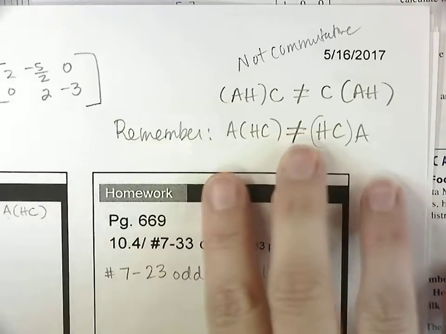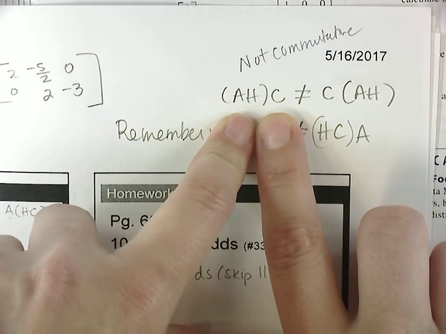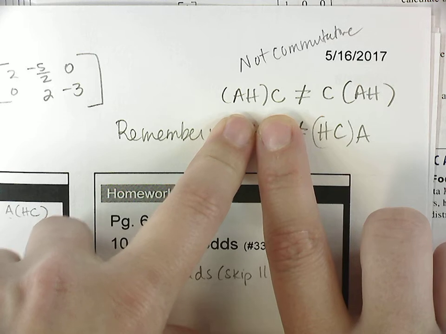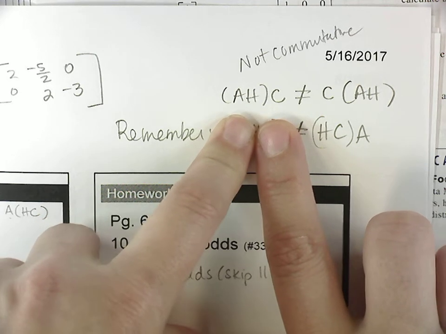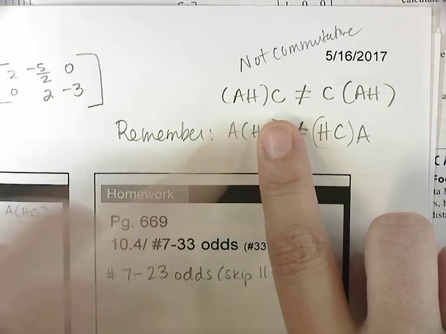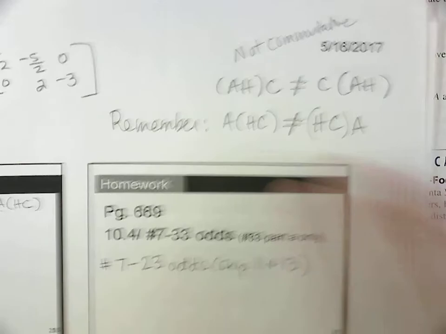I can just remember one way to do it. Well, I would just do it in order. Do A times H, and then that times C. Yeah. But when you're doing it in your calculator, that can be a little more difficult. So I am going to show you how to do that, but not until next week.